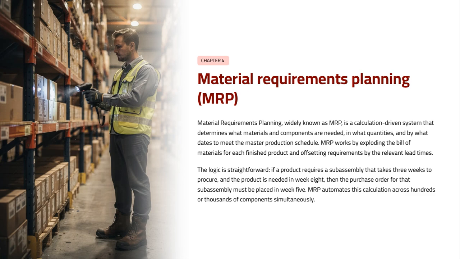For example, if a subassembly takes 3 weeks to procure and the final product is needed in week 8, the order for that subassembly must be placed by week 5. This automation allows MRP to handle complex scheduling across hundreds or thousands of parts efficiently.